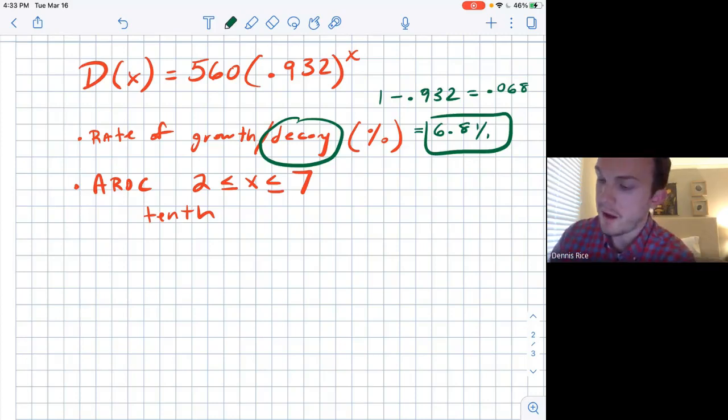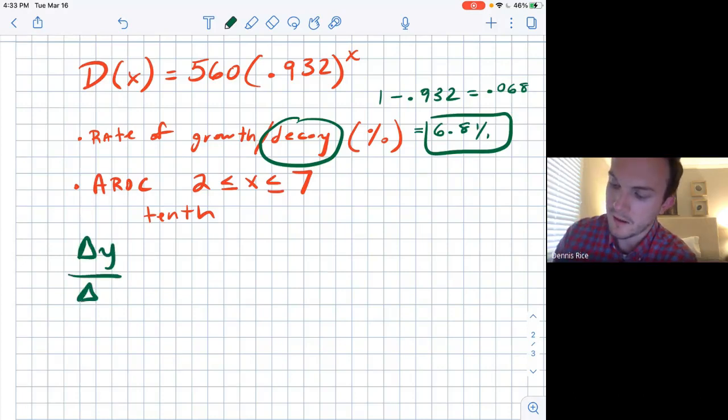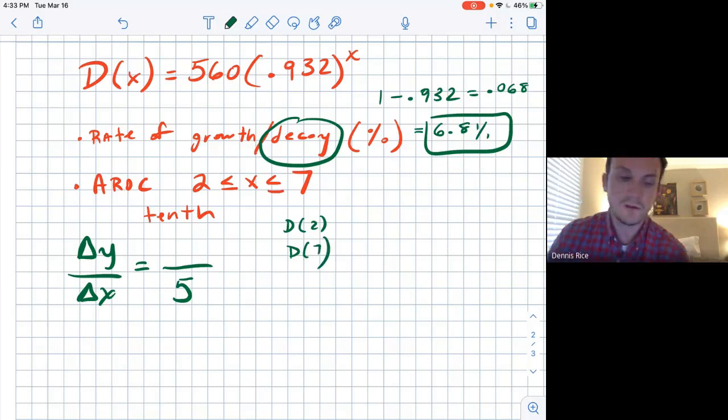Okay, now for AROC. AROC, we need delta y over delta x. Delta x we can already figure out. We know it's between 2 and 7, so what's the change in x? 5. For the change in y, we need to know what d of 2 and d of 7 are. So I would grab a calculator, type in the function, but replace x with a 2, and then type it in a second time and replace x with a 7. Save them in your screen, don't clear it out. This way we don't have to write the decimals down.